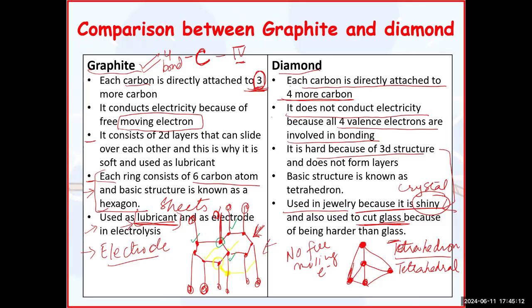And if they ask you the two uses of diamond, diamond is used in jewelry because of its shiny nature, shininess due to its crystal. And it is used to cut glass because it's the hardest substance on earth. And it is harder because of its three-dimensional structure that does not have any free moving electron and is involved in all directions. It is involved in the bonding.